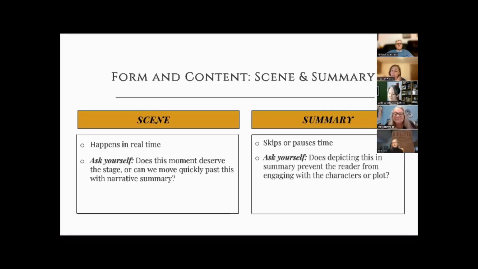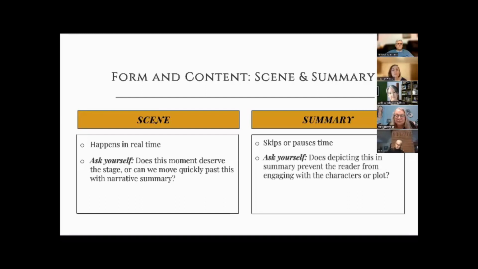On the other hand, if you have too much summary, then you can keep the reader at arm's length and prevent connection with the characters in the story. So ask yourself, if you've got a lot of summary and a lot of narration of things happening rather than experiencing things happening, does depicting this in summary prevent the reader from engaging with the characters or the plot?